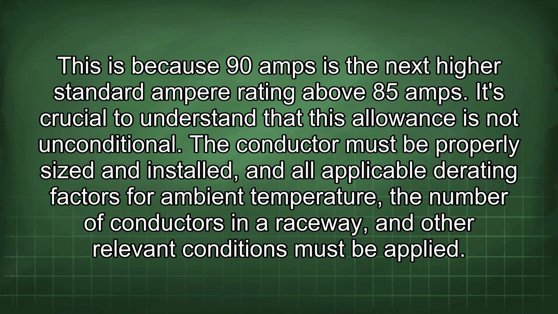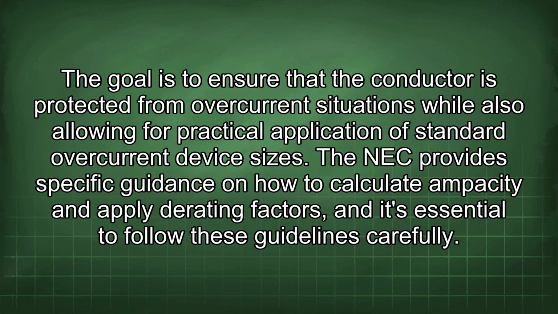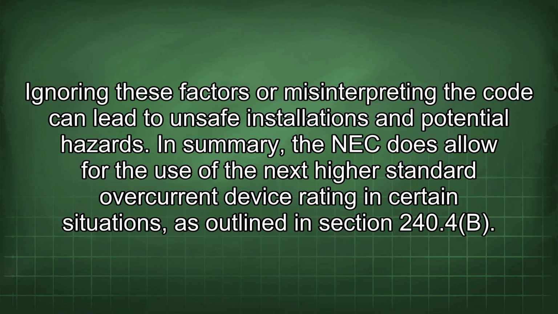It's crucial to understand that this allowance is not unconditional. The conductor must be properly sized and installed, and all applicable derating factors for ambient temperature, the number of conductors in a raceway, and other relevant conditions must be applied. The goal is to ensure that the conductor is protected from overcurrent situations while also allowing for practical application of standard overcurrent device sizes. The NEC provides specific guidance on how to calculate ampacity and apply derating factors, and it's essential to follow these guidelines carefully. Ignoring these factors or misinterpreting the code can lead to unsafe installations and potential hazards.